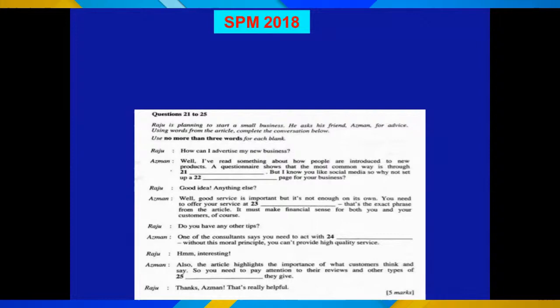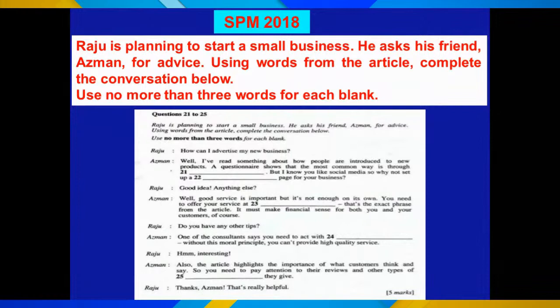So this is the question. Raju is planning to start a small business. He asked his friend Azman for advice using words from the article. Complete the conversation below. Use no more than 3 words for each blank. All right. Okay. Now they have a situation. The situation is Raju is planning to start a small business. Okay. So he asked his friend Azman for advice.